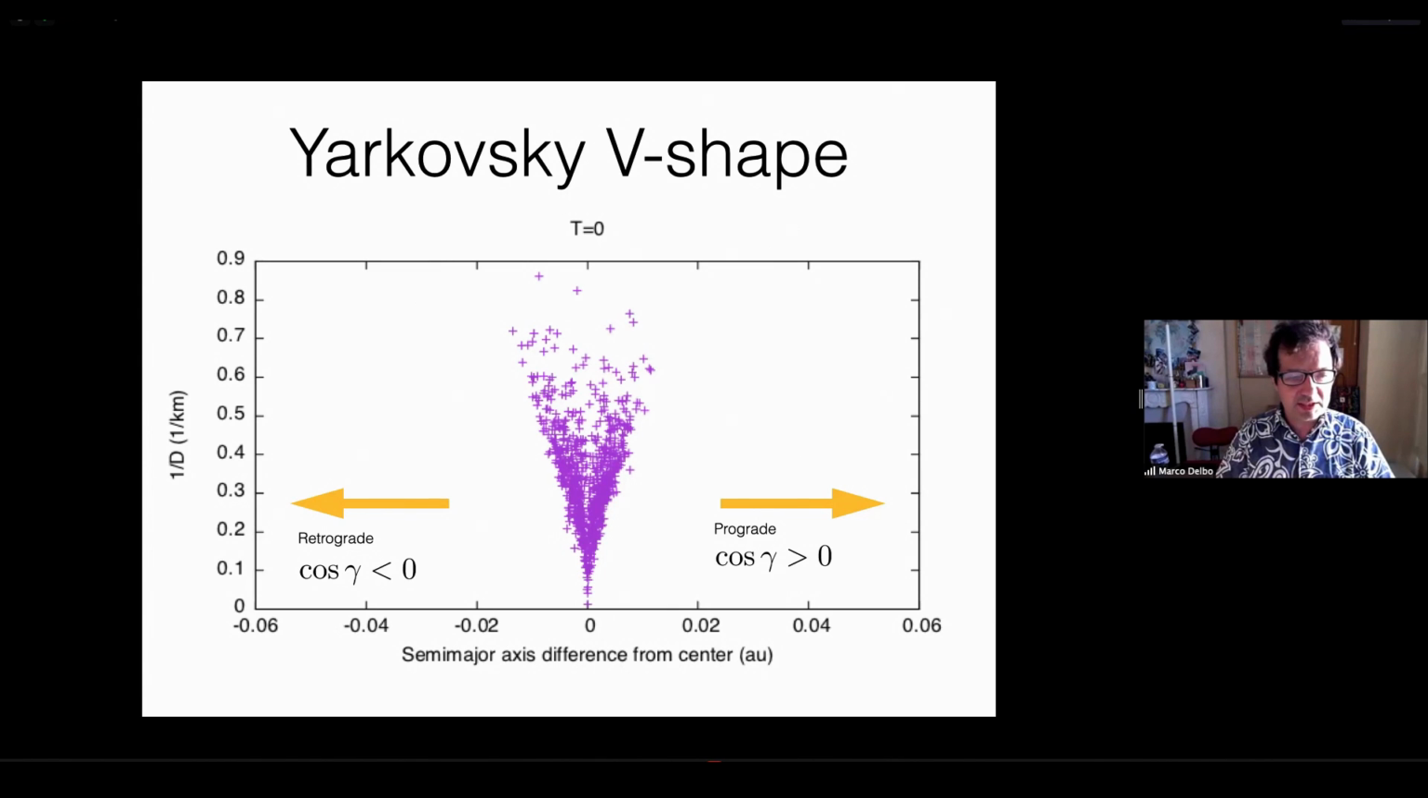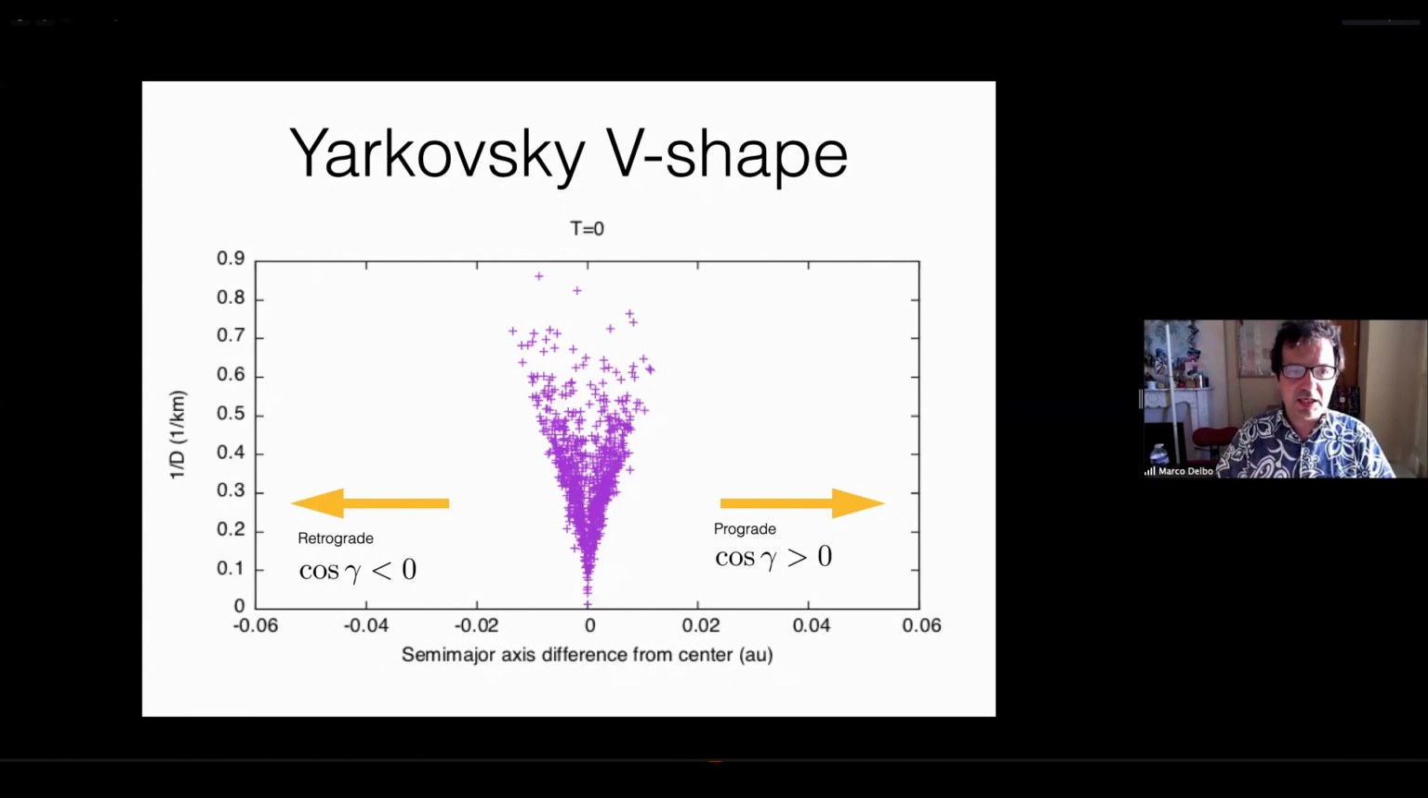diameter, so 1 over the diameter, as a function of the semi-major axis from the center of the family, for instance, we see this kind of V shape. They look like a V, with the vertex of the V pointing to the center of the family. Here on the y-axis, big asteroids are at the bottom near 0 because it's 1 over d, and at the top, around 0.9, 1 over d is almost the size of a kilometer. 0.5 is 2 kilometers, 0.1 is 10 kilometers, and so on.